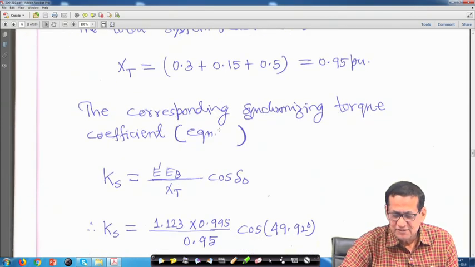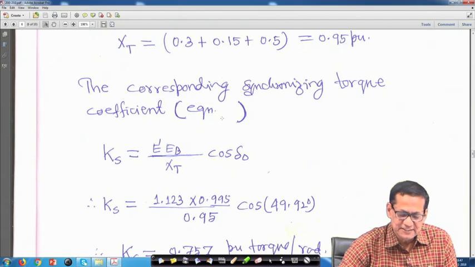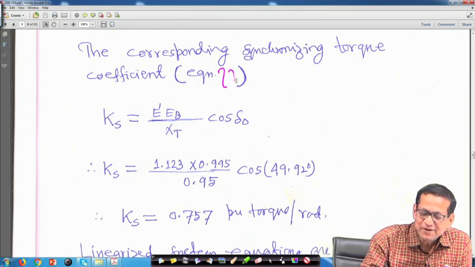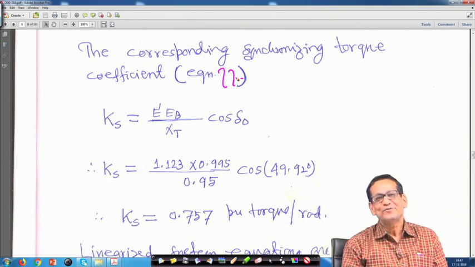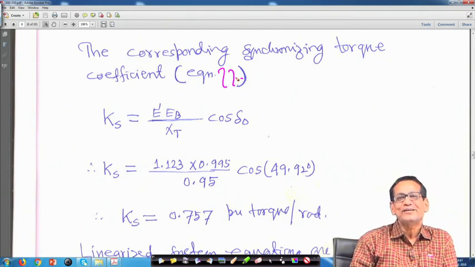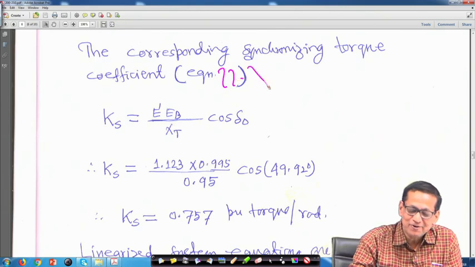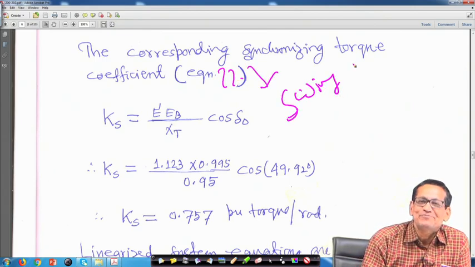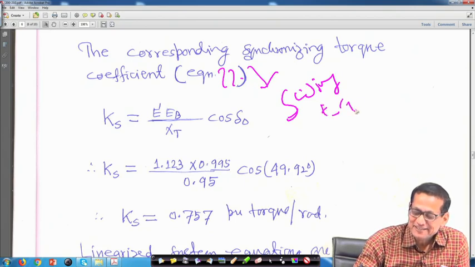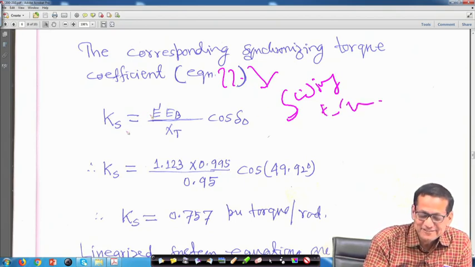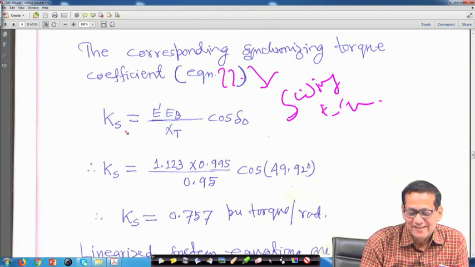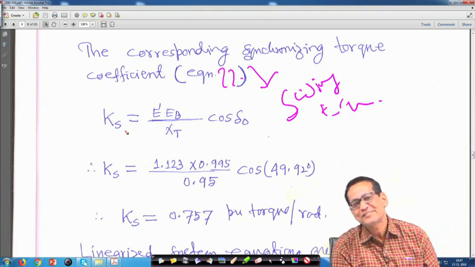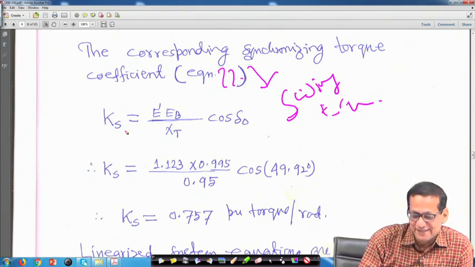The corresponding synchronizing torque coefficient equation, we know the synchronizing torque coefficient. This equation number I have forgotten, because you just go to those swing equations, right. You go to that topic where I covered, maybe a few lectures back, the swing equation, there you know the synchronizing torque coefficient, right. And I put a question also, why it is called synchronizing torque coefficient. You will put this answer into the forum when you go through it, right.